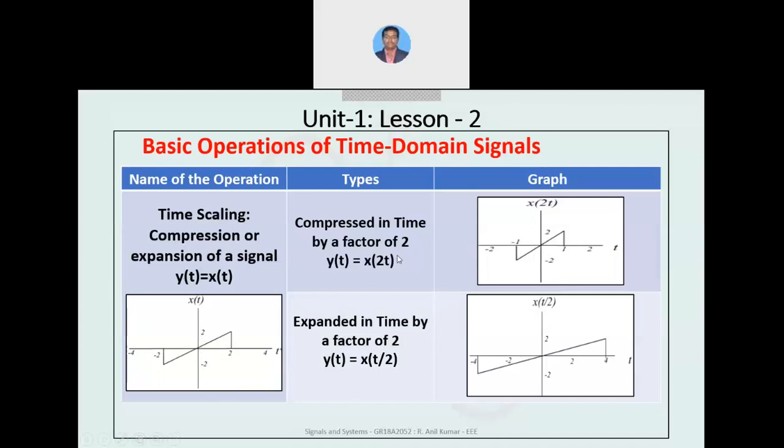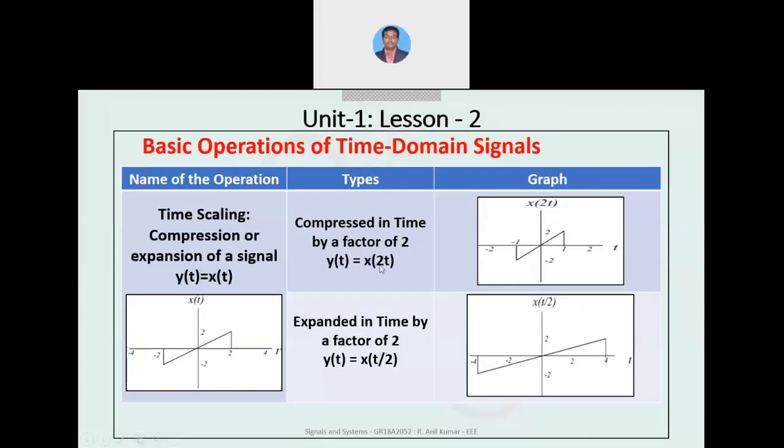Coming to compressing, time scaling is classified into two types: compressed in time and expanded in time. Compressed in time has a multiplication factor with a constant value, here given as an example with 2. So we are representing a 2 times time multiplication factor, which means the time will be reduced. Here we can see that for the time values of minus 2 and 2, it becomes minus 1 and 1. Nothing but you need to divide the time value by the constant that we are considering as the multiplication factor with respect to t.